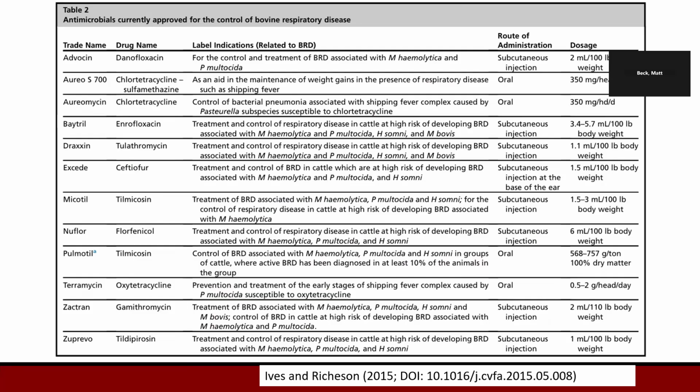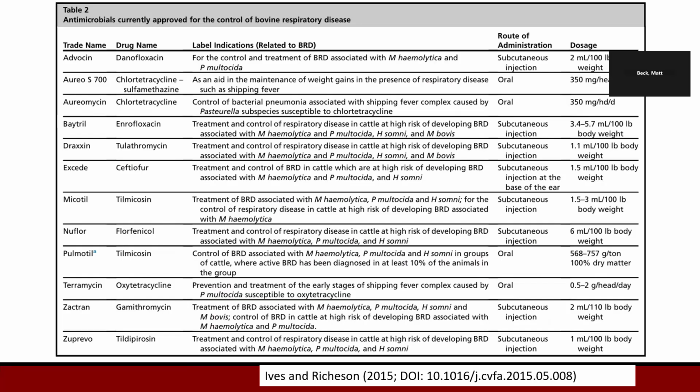Typically, that's so many mLs per hundredweight. Then they have a specific route of administration. Most that we're using, especially in these treatment protocols, are going to be administered sub-Q.